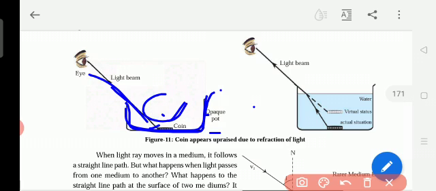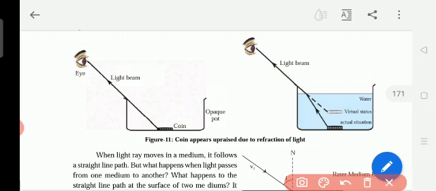Before, water is not here, so the light traveled in a straight path. Okay, now we poured water. After pouring the water, you see the bending of light. Light is coming, but now it bends. Yes, now you see it is bending here. So this bending of light is called refraction.